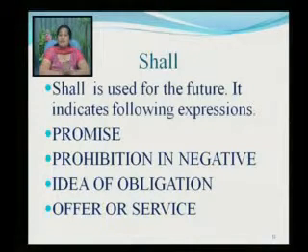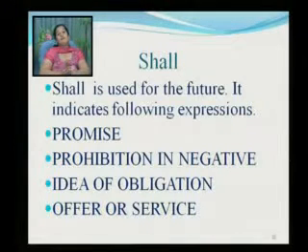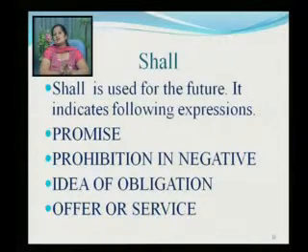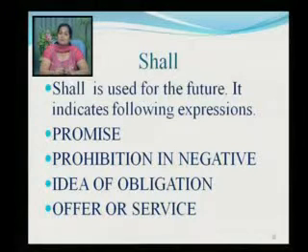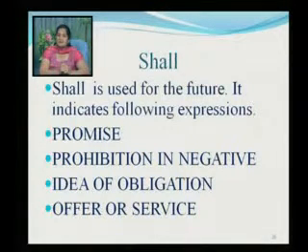Here, shall and will. Earlier also, when we were learning tenses, I had told you about shall and will, which are always used with the future tense. Shall is used for the future tense. It indicates the following expressions. What does it indicate? Promise. There are a few people who use shall to express and make their views clear that they are promising they are going to do things. So here the expression is promise.